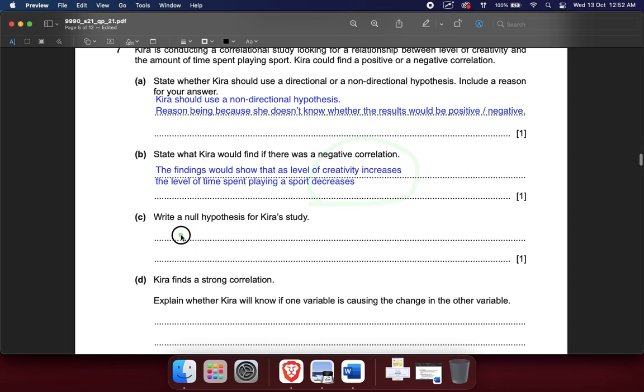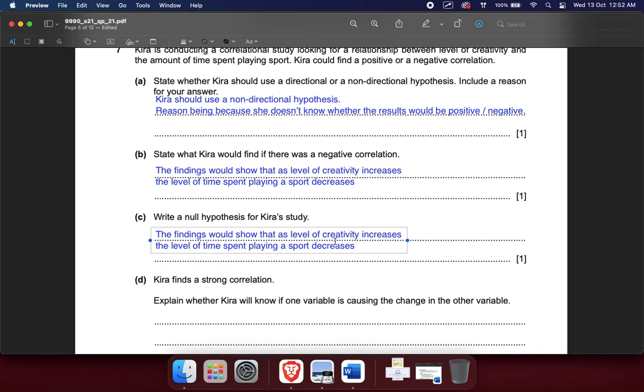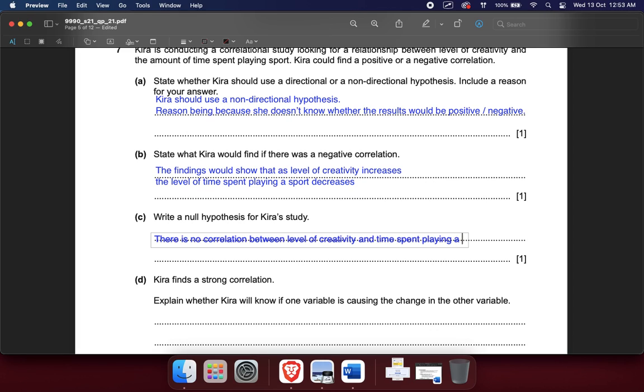Now, it's asking you to write a null hypothesis. What does null hypothesis mean? Null hypothesis is basically saying that there will be no correlation. There's no effect. That's why the word null, like zero. It's like telling you that there's nothing. And we always test using the null hypothesis, right? So the null hypothesis would be something along the lines of there is no correlation between level of creativity and time spent playing a sport. Okay, that's it. Very simple, right? What is a null hypothesis? There's no correlation between level of creativity and time spent playing sport.